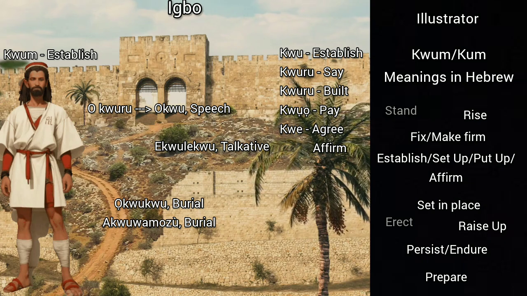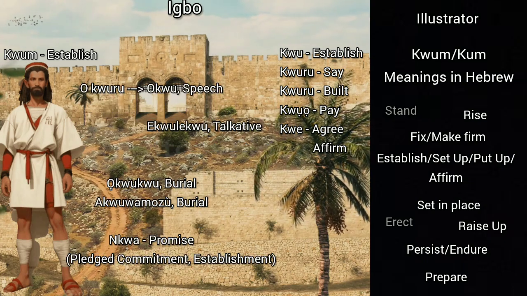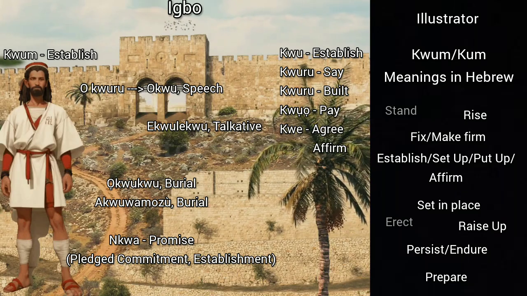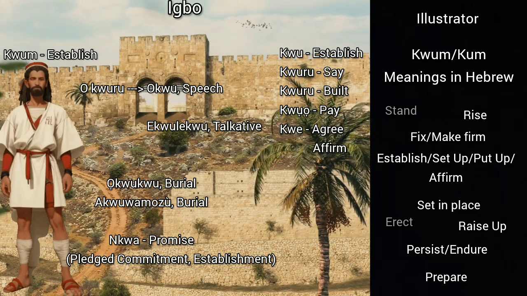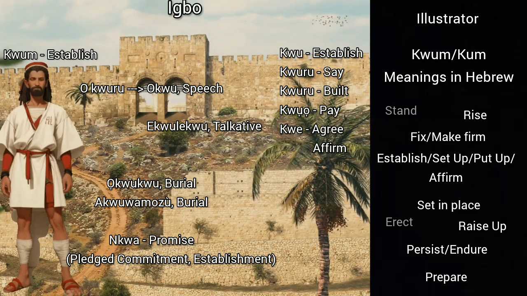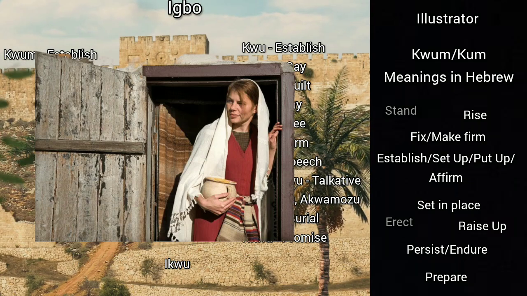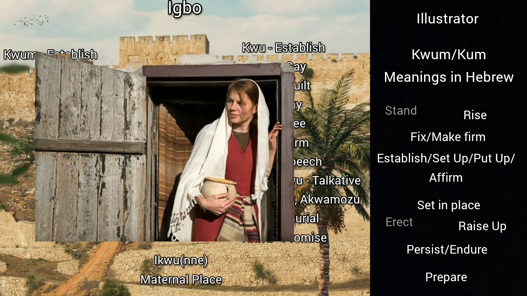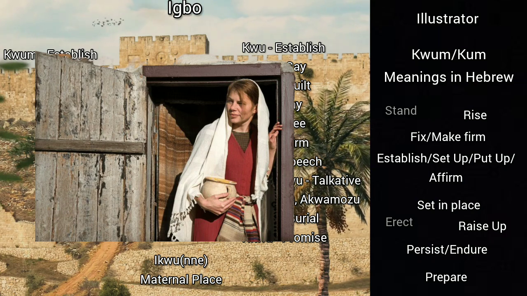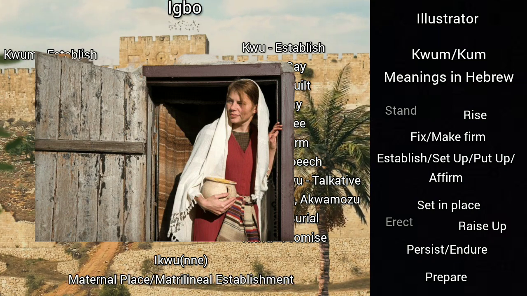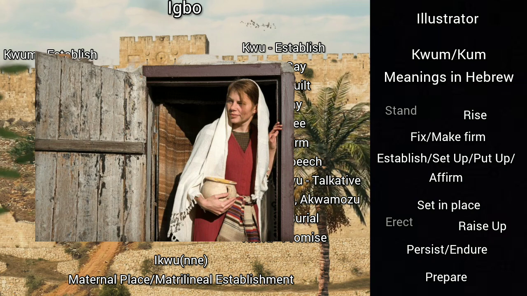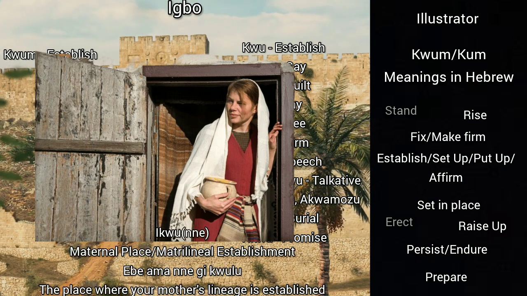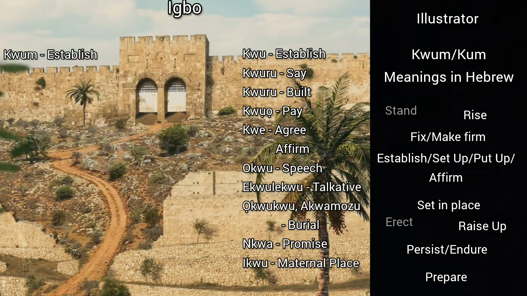There are other noun applications of this word, like unkwa. Unkwa is like a pledged commitment. A pledged commitment between two people means that there's an establishment between both of them. So it is from this word still, this ku, that the word iku came out from. We usually say ikunne, which is maternal place. The iku here signifies that it is your matrilineal establishment. So your ikunne is ebe amanege polo. Okay, ikunne. So we'll just go to the next set of words.